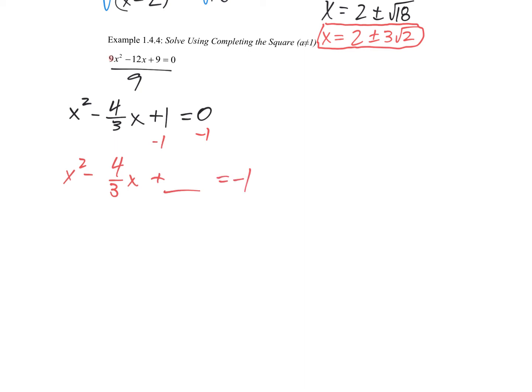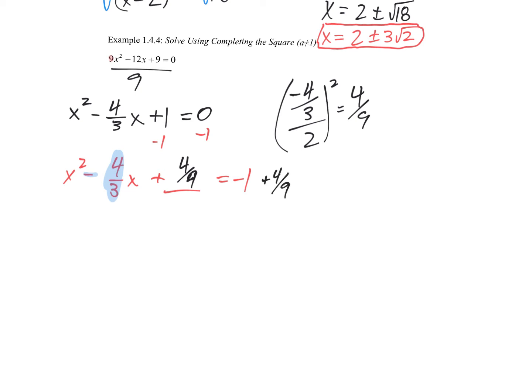Filling in the blank, we take the middle term. This coefficient is the one I'm going to care about. We're going to divide it by 2, and then we're going to square it, okay? So negative 4 over 3 divided by 2, and then we're going to square this whole thing. Now you should end up getting 4 over 9, so we'll add that to both sides. So here's 4 over 9 and plus 4 over 9.